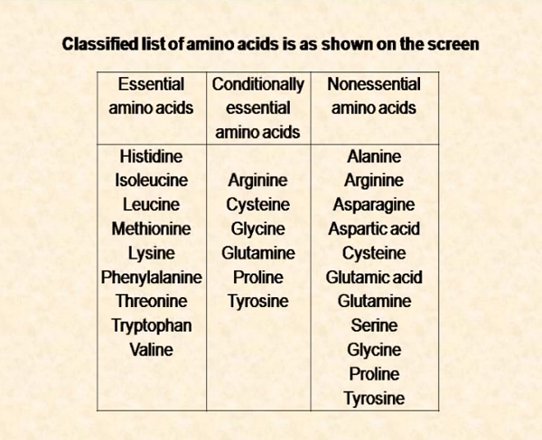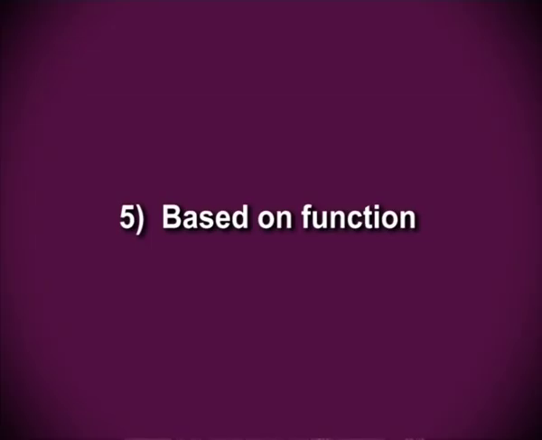The examples coming under non-essential amino acids are alanine, arginine, asparagine, aspartic acid, cysteine, glutamic acid, glutamine, serine, glycine, proline and tyrosine. The next classification of protein is based on their function.